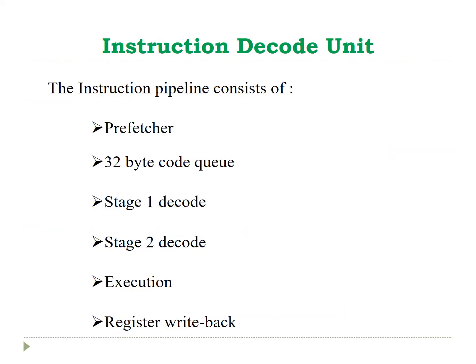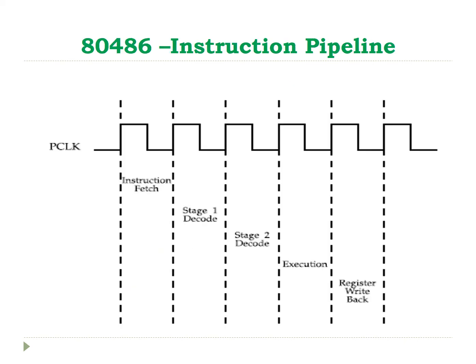The instruction decode unit consists of the following components: prefetcher, 32-byte code queue, stage 1 and stage 2 decoder unit, execution unit and register write back unit. This is the timing diagram of the instruction pipeline. In a single processor clock cycle, the instruction prefetch unit reads instructions in 16-byte lines, and the instruction decode unit consists of 2 stages, stage 1 and stage 2.